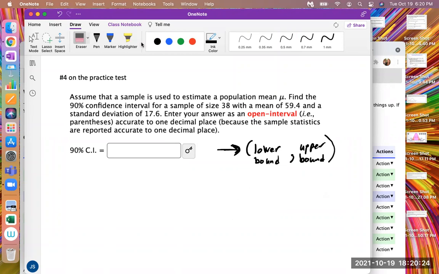Enter your answer accurate to 1 decimal place, because the sample statistics are reported accurate to 1 decimal place. So they're just saying there's 1 decimal place here, so they want the final answer in 1 decimal place as well.